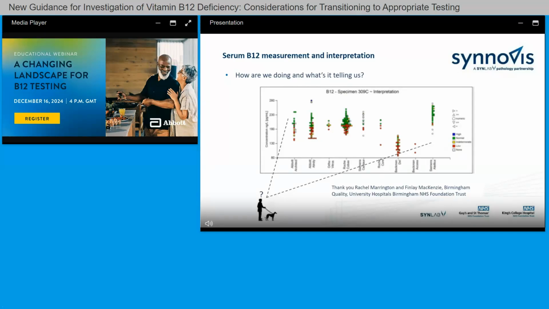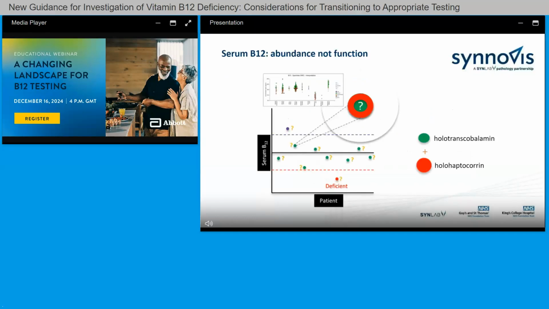Now, several things may strike you when you look at this figure. One thing that I hope you can see is that the harmonization between the different platforms is quite poor. So partly the result you get will be dependent on the assay that's being used rather than the actual concentration of B12 in your serum. But actually, even if these data points were all the same color, even if they were all green, I would still have some questions.